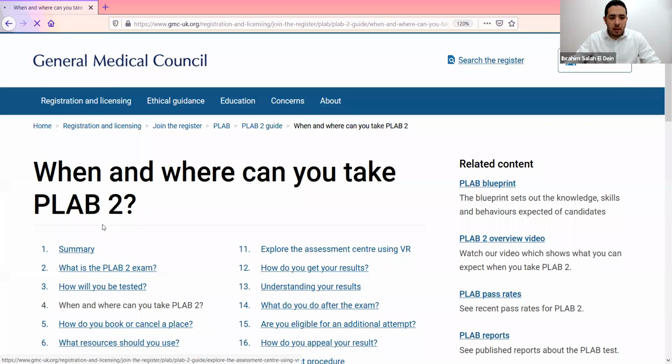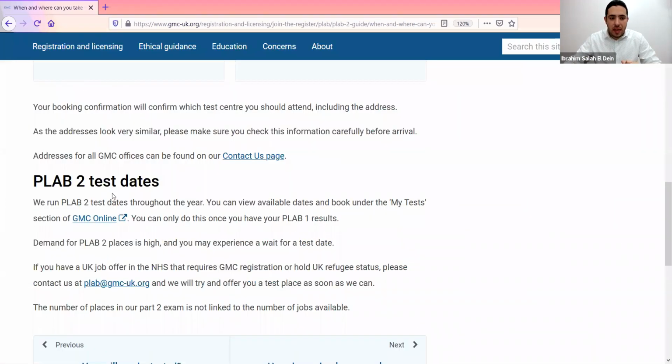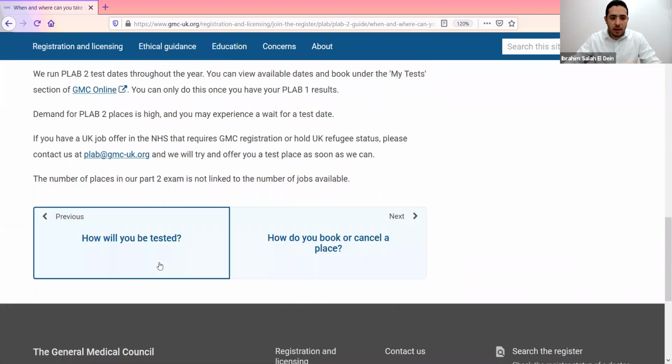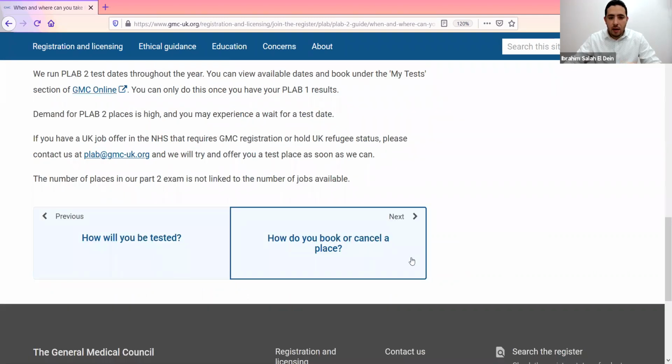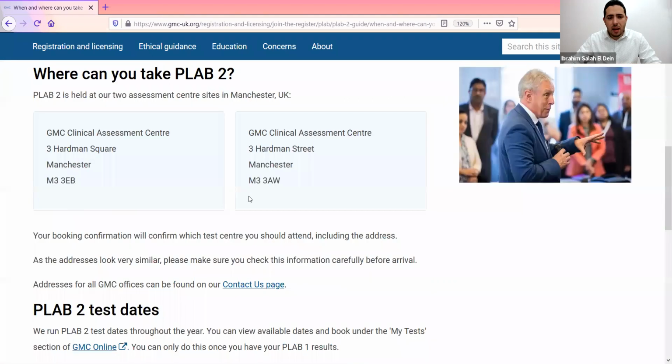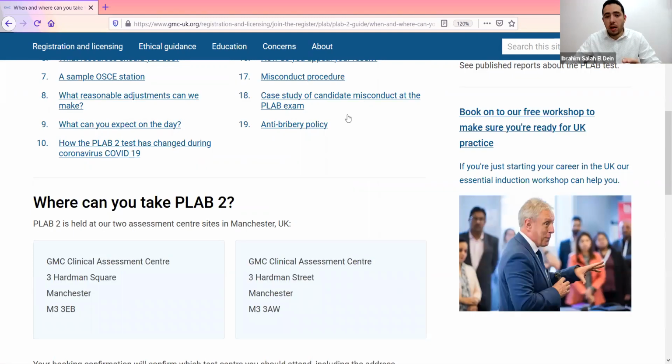So this is about PLAB 2 test dates and where you will take the exam. The last thing I just need to tell you about is the exam day.